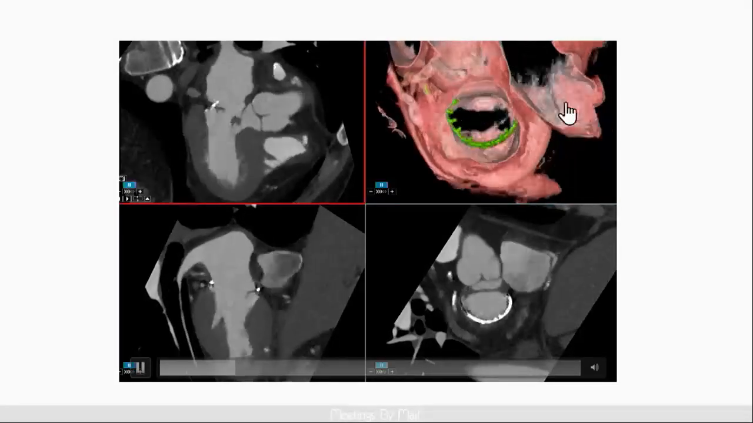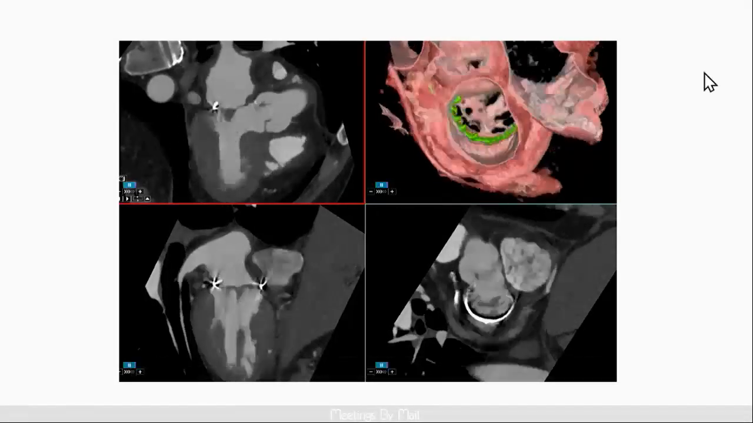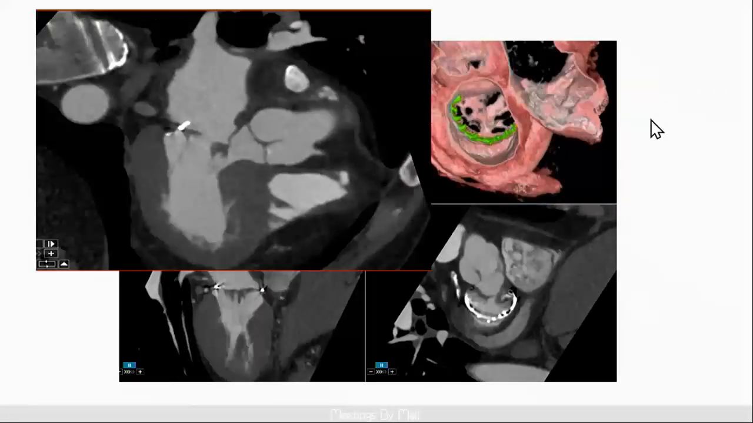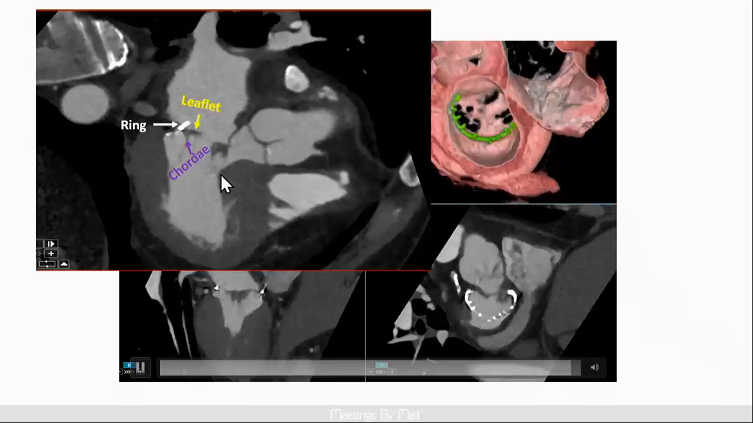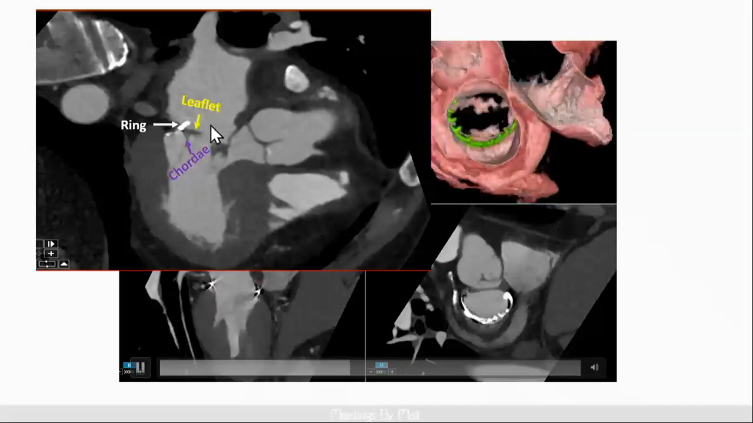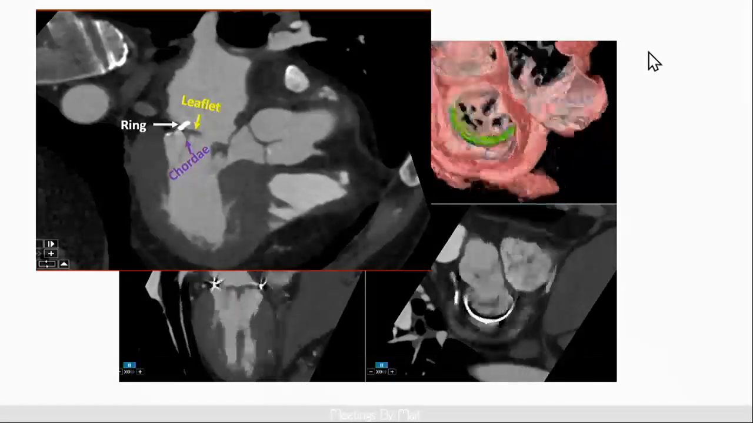So you can get a 4D CT, as you can see here. You can clearly depict the ring, and then go back to where the leak is, which is A2, P2, and then try to understand what is chordae, what is leaflet, and what is ring. And you can see here that you can measure the leaflet length and determine that you have enough leaflet length for tear and ring.